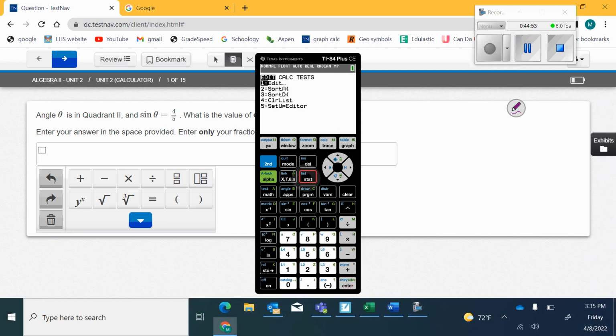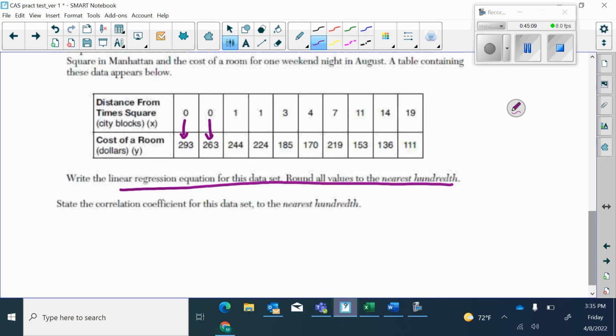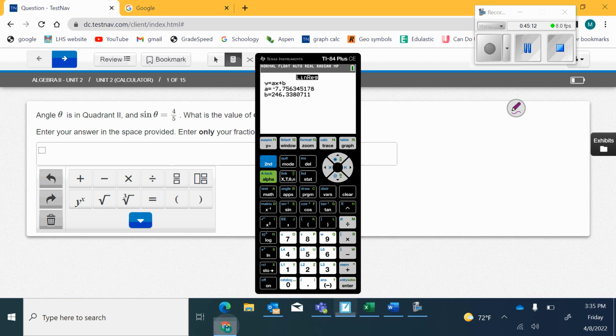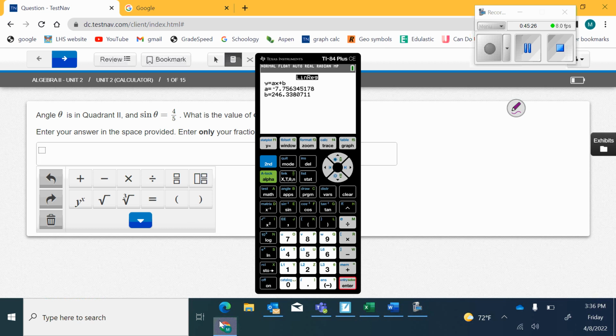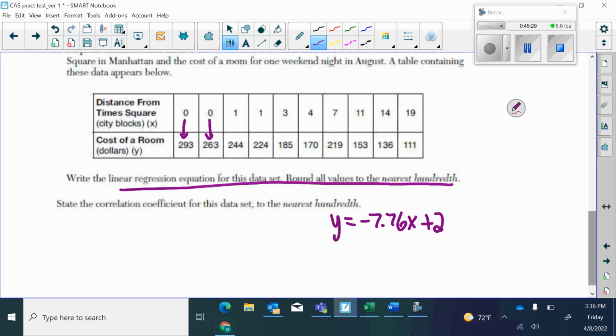Remember, then I hit Stat, Calc, over to Calc, down to number 4, linear regression, because I even told you to be linear. Our lists are in L1 and L2, so I just enter, enter, enter right on through, and there's my equation. So go back and read the question. Right, linear regression, round the values to the nearest hundredth. So we have y equals negative 7.76x plus 246.34. Okay, so there's the equation.